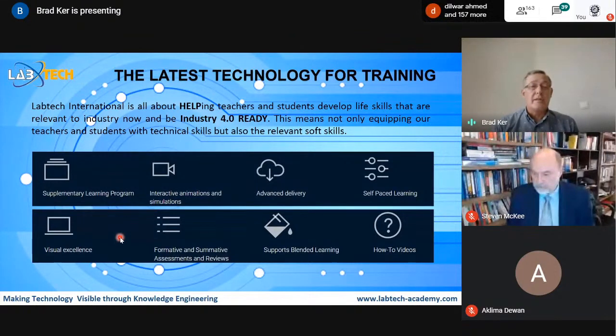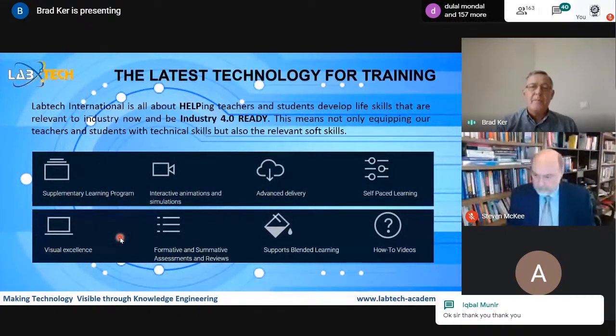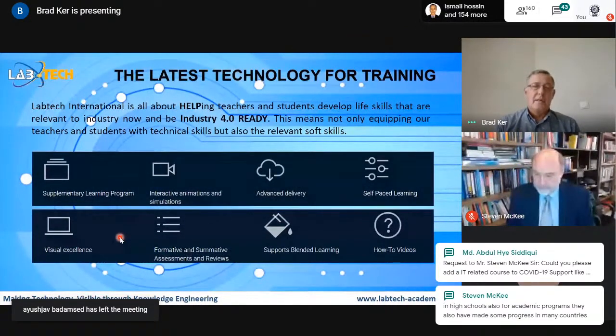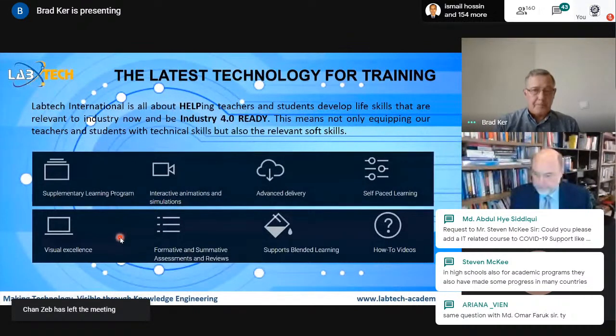Very interesting. Formative and summative assessments and reviews. So that's knowledge checks. If we don't have these knowledge checks throughout the program, it makes it very hard to throw a summative post-test in front of the students. And so it's important that they get recognized also for this. And supports blended learning.